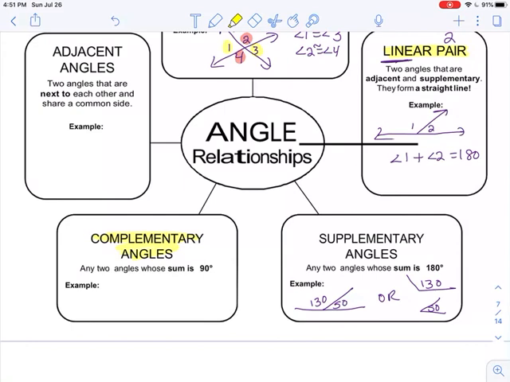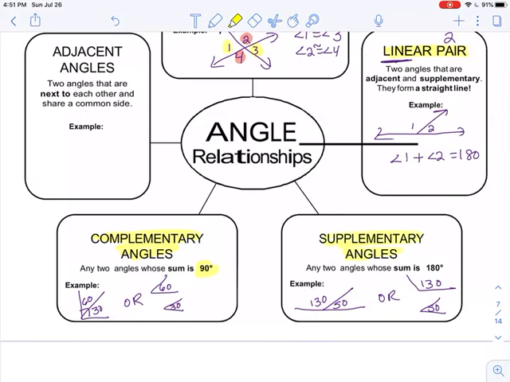Complementary angles. Complementary angles add up to 90 degrees. So any two angles that add up to 90 degrees, again, they could be touching each other, sort of like these two. Those are complementary. They add up to 90. Or they could just be two angles that add up to 90 that are not touching each other. Either one. Okay, so those are complementary angles. Complementary adds up to 90. Supplementary adds up to 180.